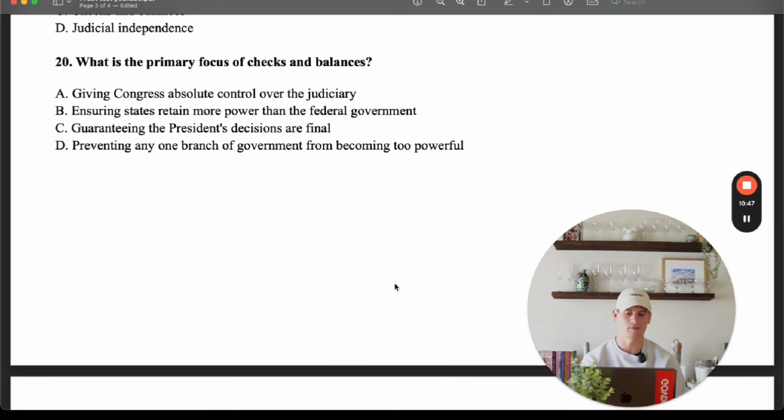So A is inherently wrong because if we're talking about checks and balances, obviously we're not trying to give absolute control to Congress, right? So A is incorrect. B, ensuring states retain more power than the federal government. We just spoke about federalism. I don't think B is the correct answer either. C says guaranteeing the president's decisions are final. Again, that would be actually a violation of checks and balances because we know Congress has the power to override a presidential veto, right? So that would be an example of a decision not being final. So the answer here is D, all right? Checks and balances prevent one branch of the U.S. government from becoming too powerful.